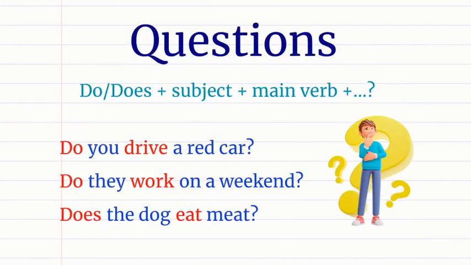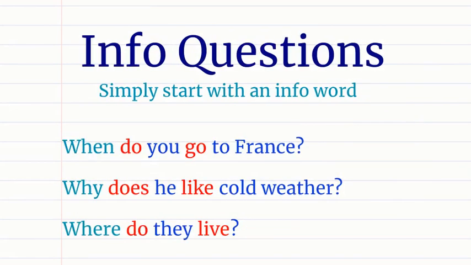Some more examples of questions in the present simple tense. Always remember the structure of a question is auxiliary verb do, or does, subject, and then the main verb and the rest. For information questions, it's the same structure, but we just add the information word at the beginning.